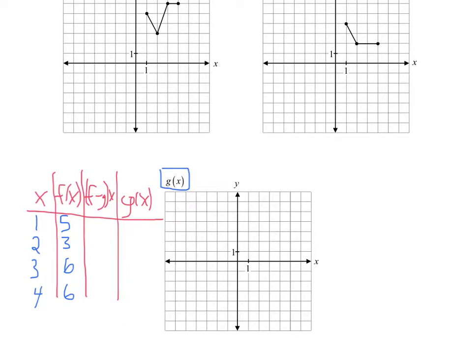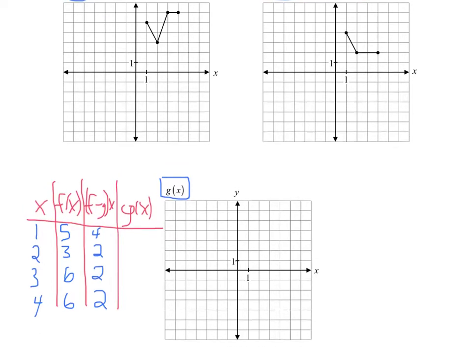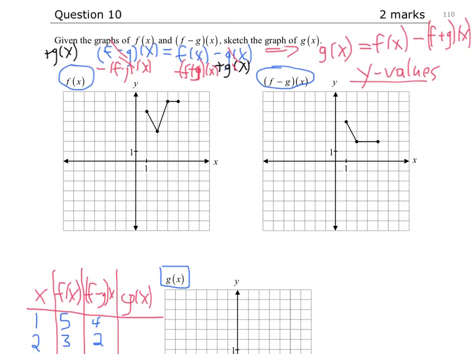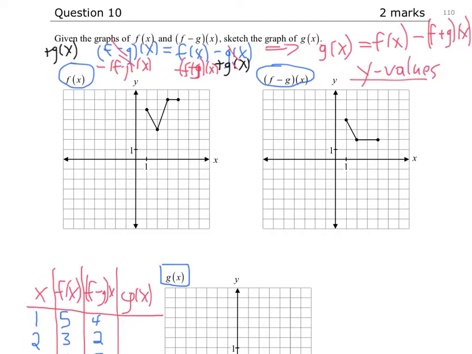So now we're going to get the y values in f minus g of x. The first one is 1, 2, 3, 4. And then it jumps down to 2. And then it remains at 2 for the rest of the graph. So now, what do we have to graph? We have to graph basically the difference. If we look at the way we wrote out that formula, g of x is f of x minus f minus g of x.